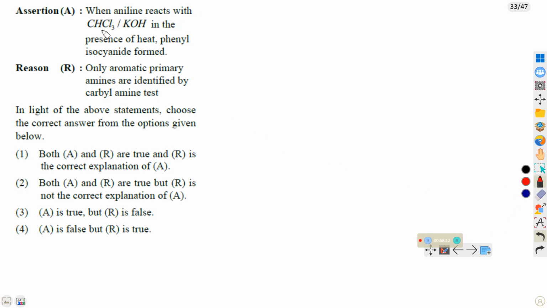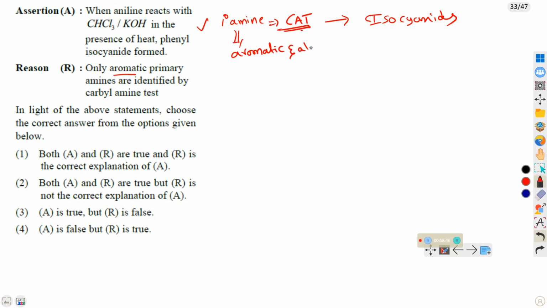Aniline reacts with chloroform and KOH. That means aniline is a 1 degree amine. Chloroform and KOH means this is the carbylamine test. In the presence of heat, phenyl isocyanide is formed. The carbylamine test product is an isocyanide. So statement 1 is correct. Only aromatic amines? No. 1 degree, aromatic and aliphatic both. Reason wrong. Assertion true, reason false.